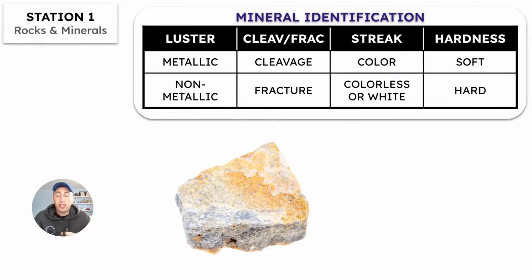So I'll go through each station now. First, we have station 1, which is identifying rocks and minerals. So you're identifying rocks and minerals, and different characteristics of those rocks and minerals. You were given these rocks and minerals to identify. First, you were given minerals to identify.